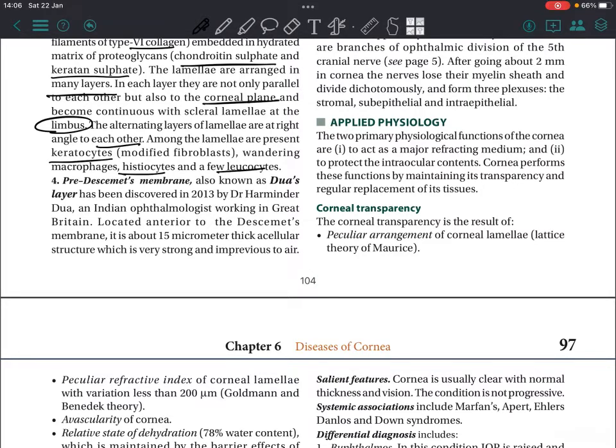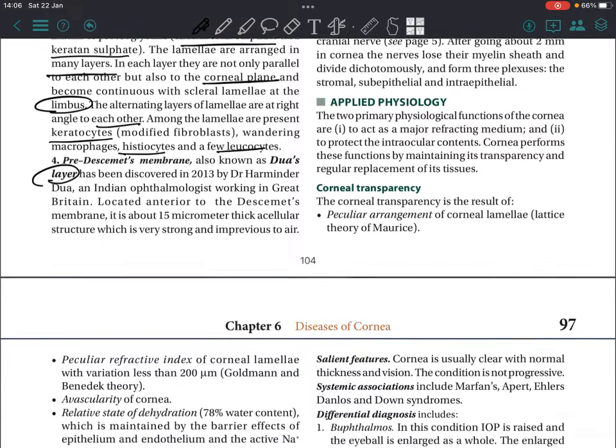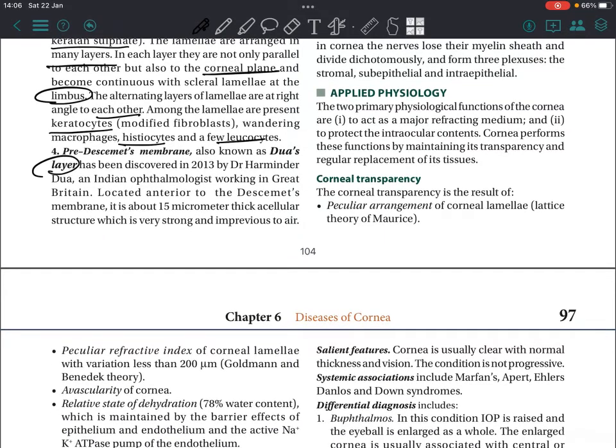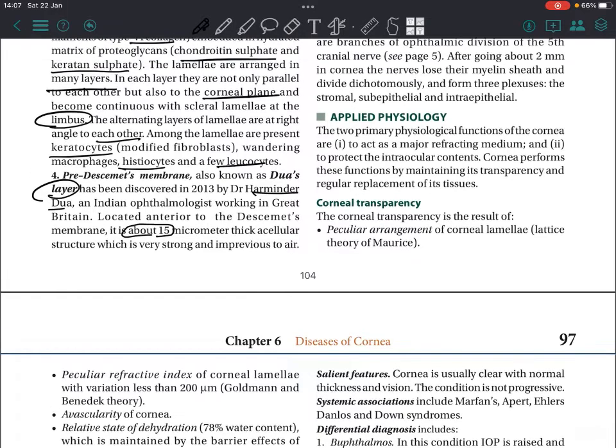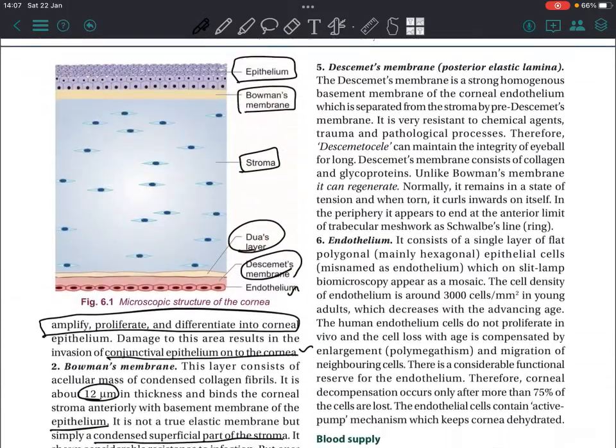Pre-Descemet's membrane, or Dua's layer. It was discovered by Harminder Dua, an Indian ophthalmologist, and is located anterior to Descemet's membrane. It is about 15 micrometers thick and acellular. It is very strong and impervious to air.